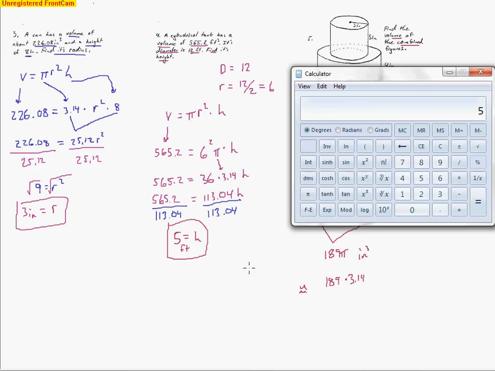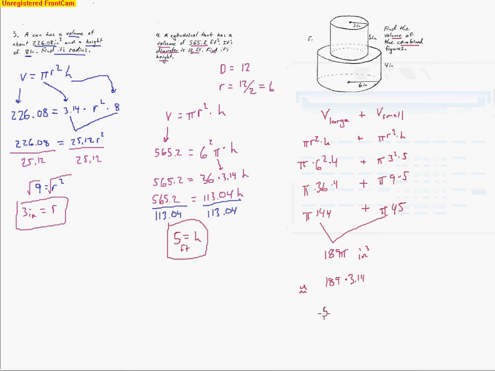Let's go ahead and do that on the calculator now. We've got 189 times 3.14. That's going to give me this number, 593.46. So 593.46, and that is in inches to the third power. And so that's the approximate answer, along with the exact answer right here of 189 pi. So those are the types of problems you're going to see on tonight's homework. Good luck.